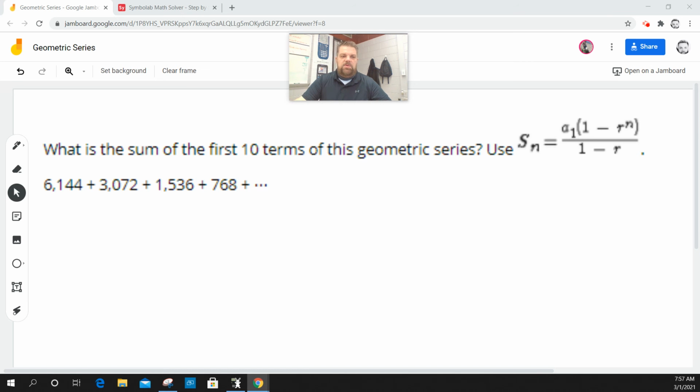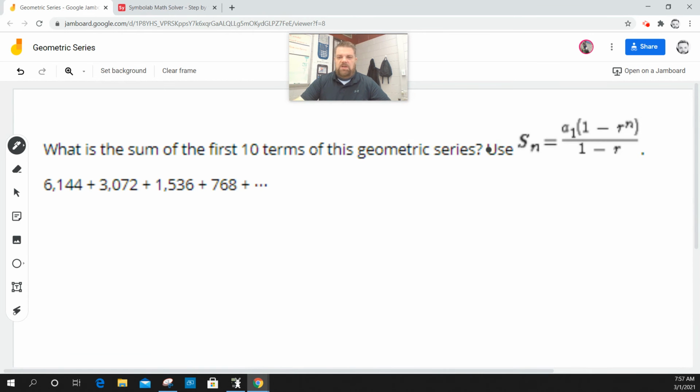All right, so for this problem, it says, what is the sum of the first 10 terms? And then it tells you the formula to use. So there's a couple ways you could do it. We could do it in the calculator, or we could use this formula. I'm going to do both, and we'll see if they match up. If they match up, awesome.